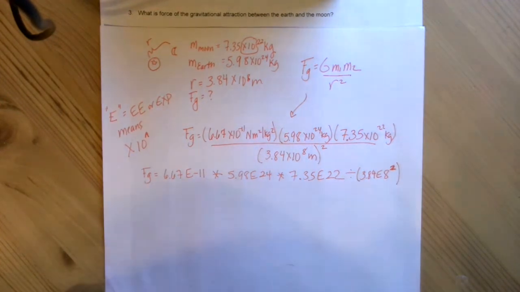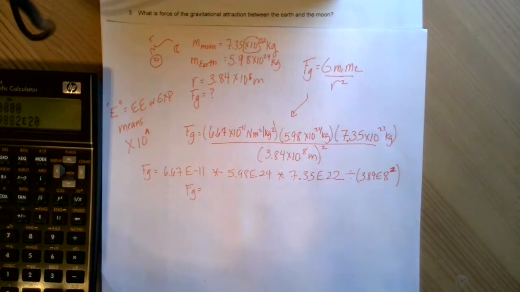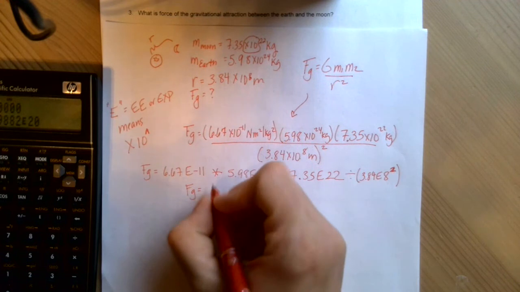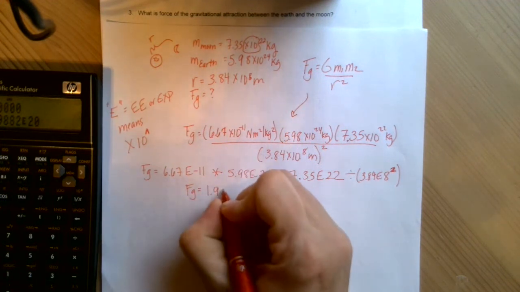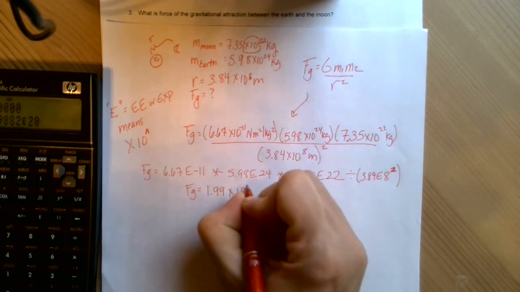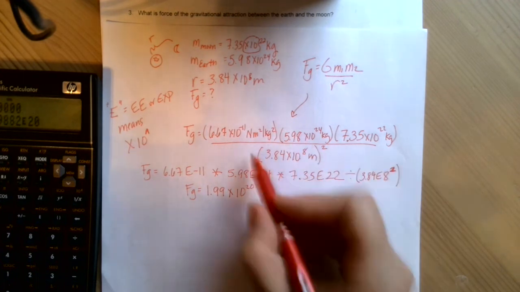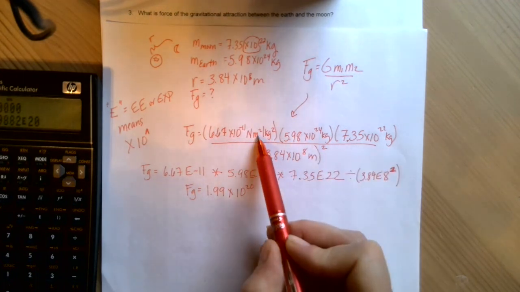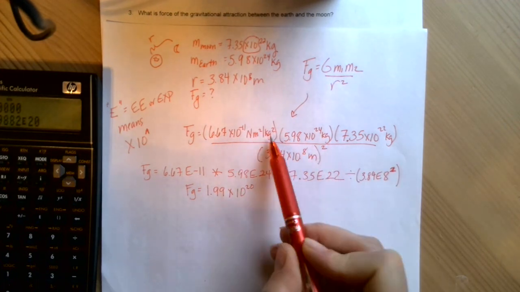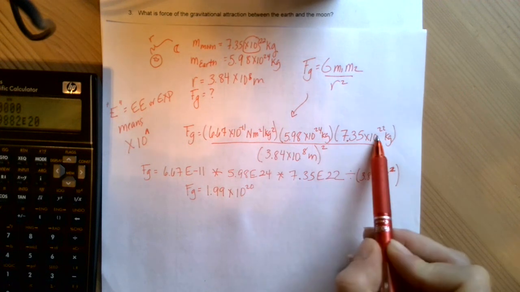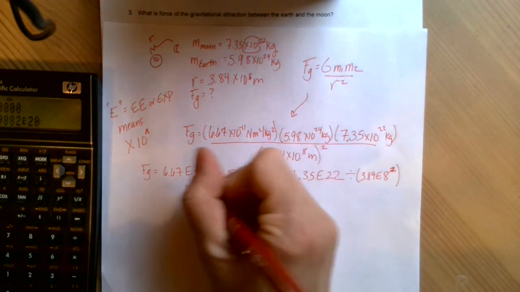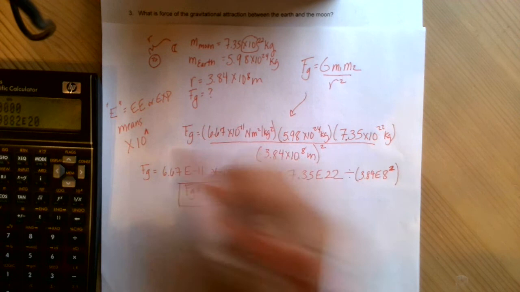Okay. Now, my calculator is a little bit different, but I'm going to go ahead and do the math. Okay, when I put all that in my calculator, assuming I did it correctly, I got 1.99 times 10 to the 20. All right, and the units all cancel. The meters squared cancels with these meters squared. The kilogram squared cancels with these 2 kilograms, and you end up with newtons. All right, good luck.